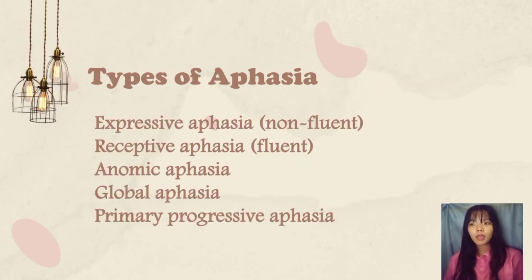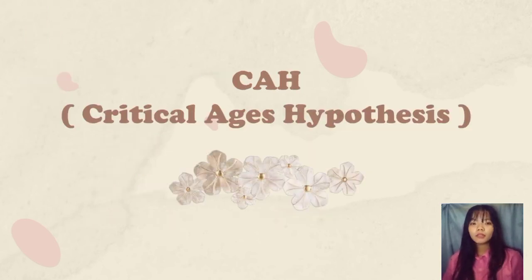And there are types of aphasia, such as expressive aphasia, non-fluent; receptive aphasia, fluent; anomic aphasia; global aphasia; and primary progressive aphasia. Then next, CAH, the critical age hypothesis.